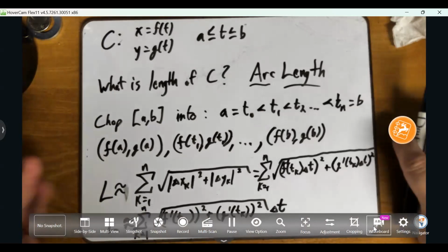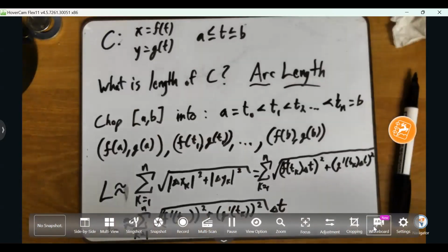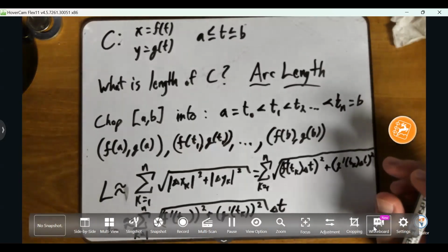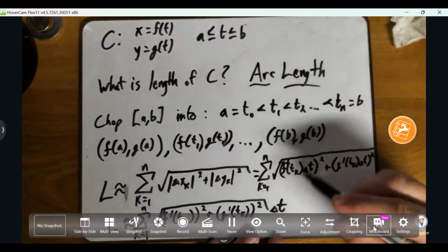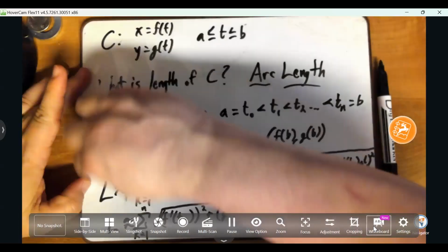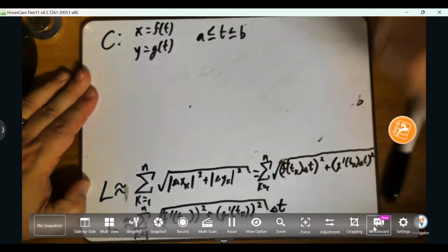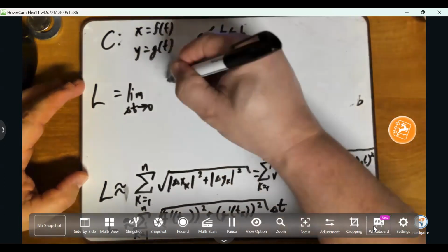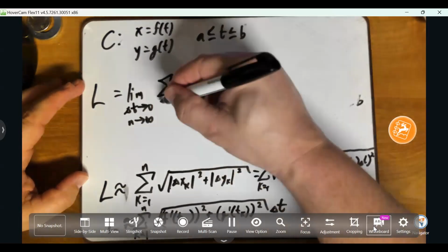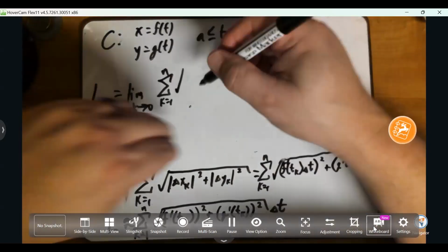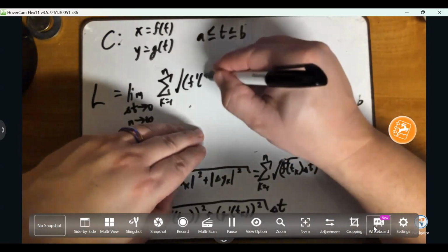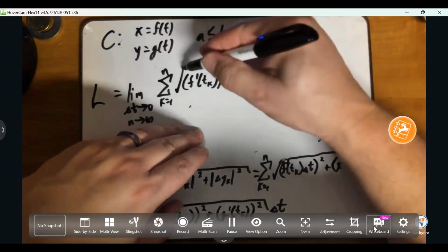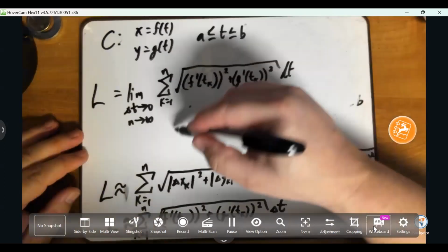But now, if I take the number of subintervals to infinity in such a way that it drives the width to 0, then this in the limit turns into, all right, so the length will be the limit as delta t goes to 0, which is going to drive n to infinity in this sum, of the square root of f prime of t_k squared plus g prime of t_k squared dt.